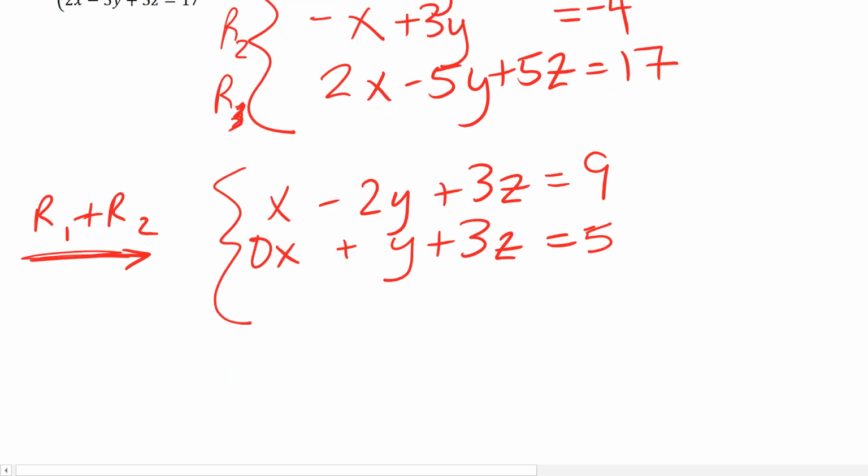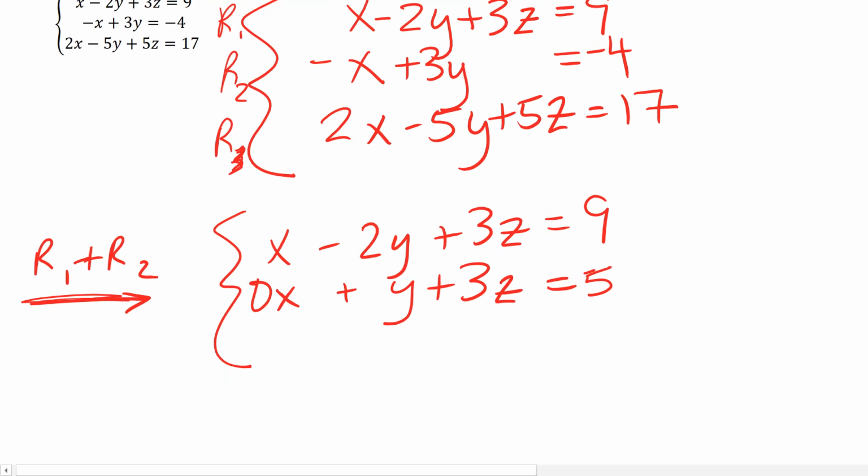Okay, so we replaced the second equation with the sum of the first two equations. x plus negative x is 0x. Negative 2y plus 3y is y. 3z plus nothing is 3z, and 9 minus 4 is 5. So that replaces our second equation. The third equation stays the way it is.